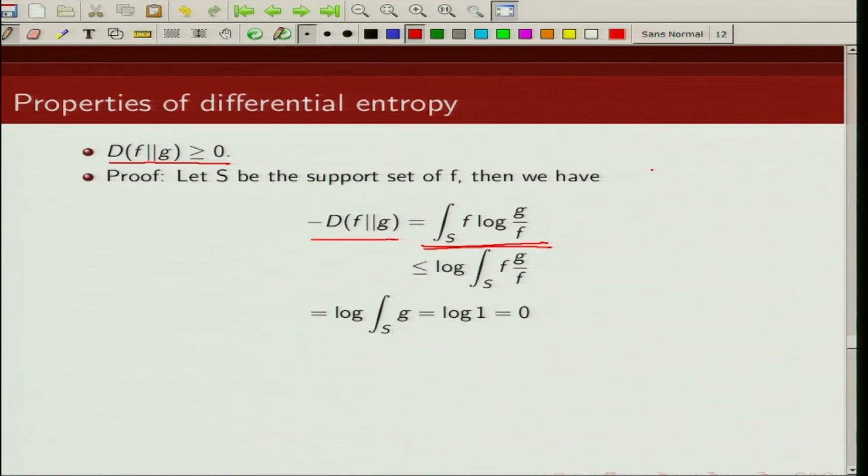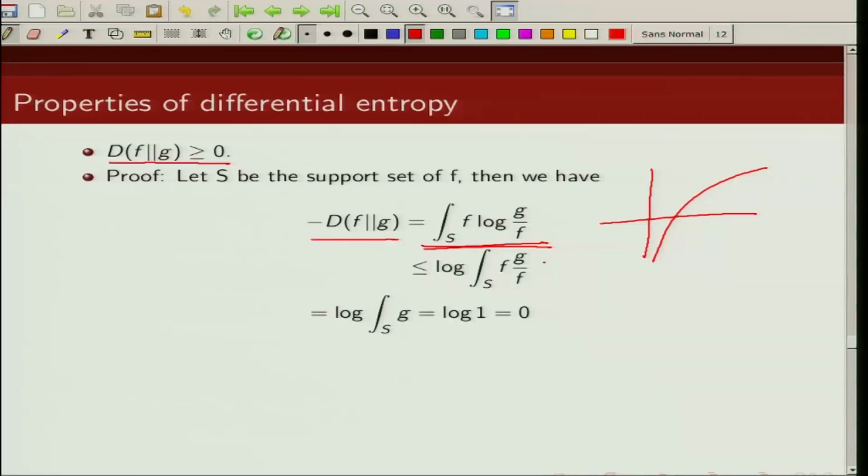Now log is a concave function. If you recall, log is a concave function. Log is like this. And from Jensen's inequality, what do we know? The expected value of a function is less than or equal to the function evaluated at the expected value, if it is a concave function. So if we apply this, this is like the expected value of this function, the log function, right?